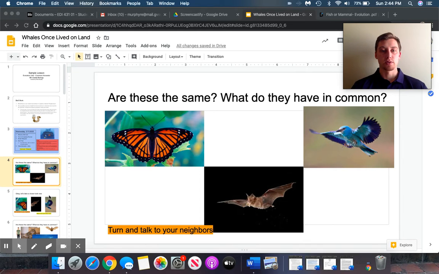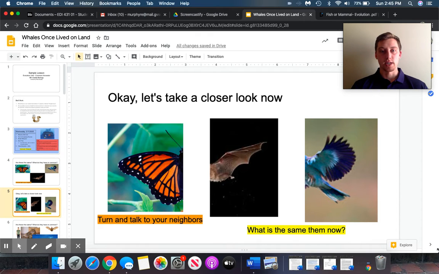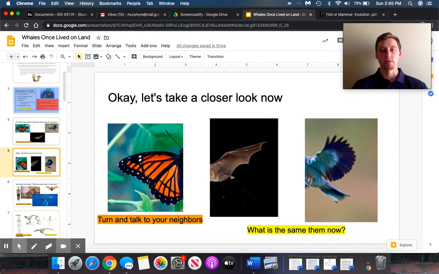After students answer that question, I move the slide further and say, now let's take a closer look. What's the same? What's different? Again, we're poking at the shape of the wings of the butterfly, bat, and bird. Again, we have a little discussion on that.